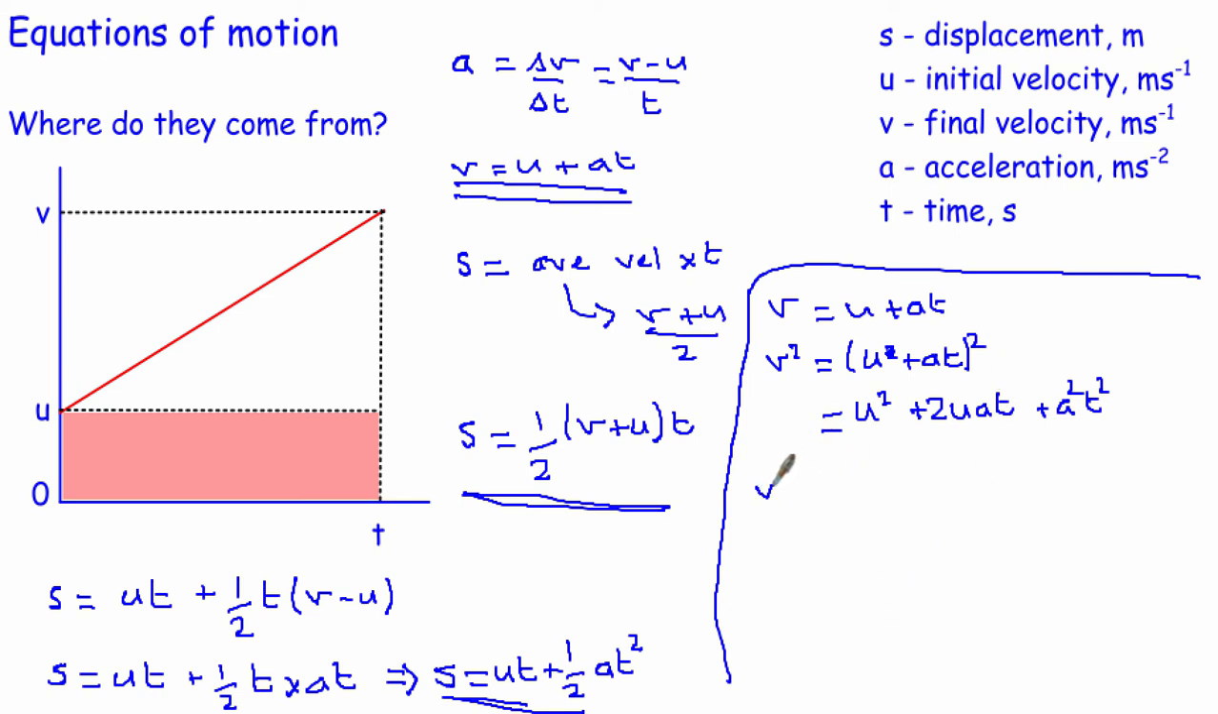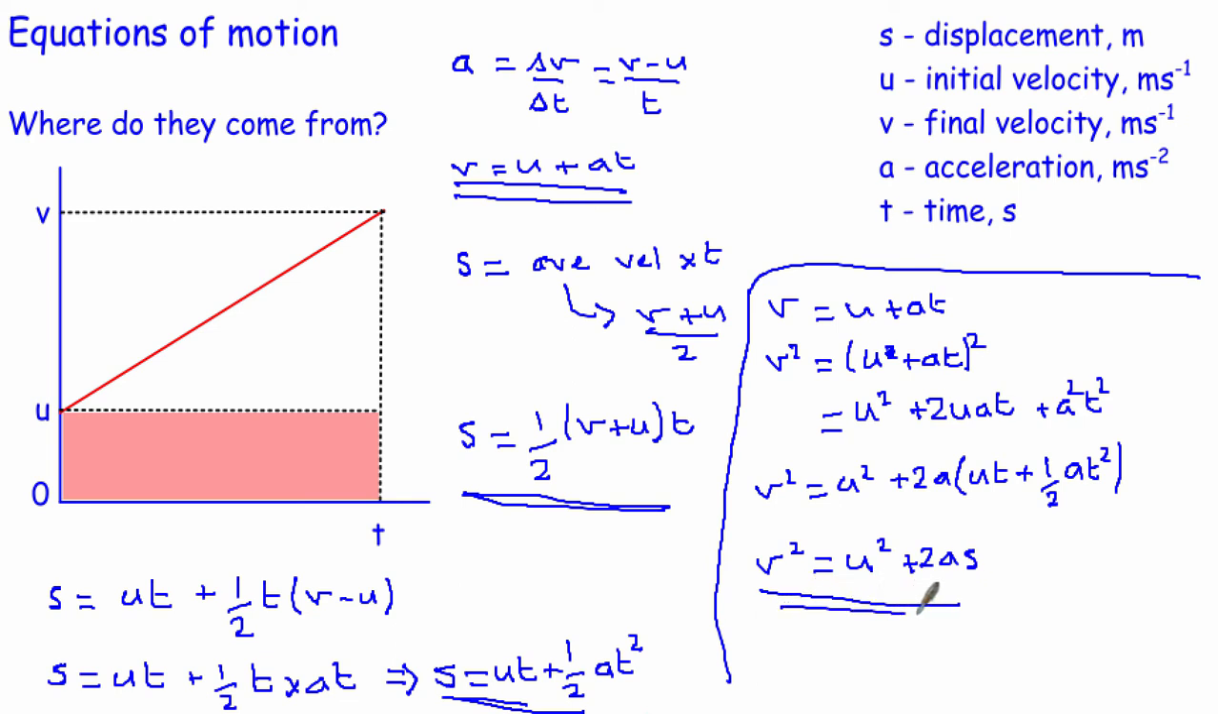Now I can take out a common factor out of some of this, so v squared is equal to u squared plus, I'm going to take out a common factor of 2a, like this, and I get ut plus a half a t squared, like that. But ut plus a half a t squared, so this whole thing in brackets, is simply equal to the displacement. So I've got, finally, v squared is equal to u squared plus 2as. So that is my fourth equation of motion.